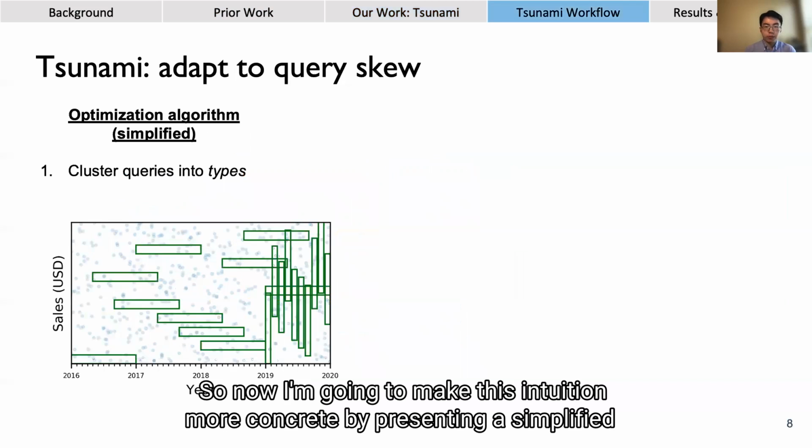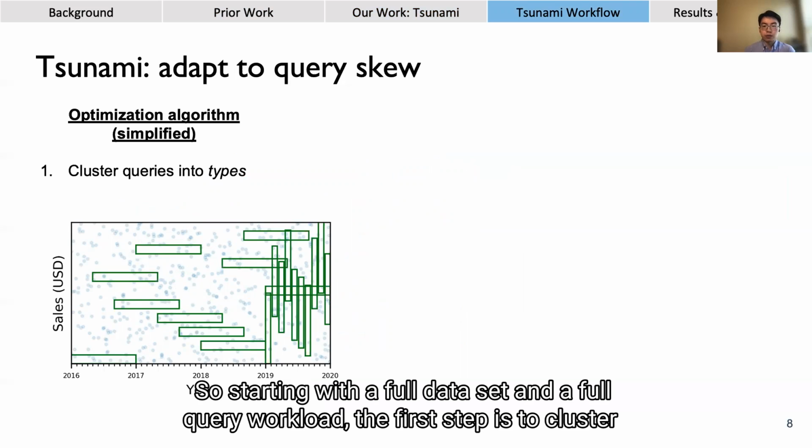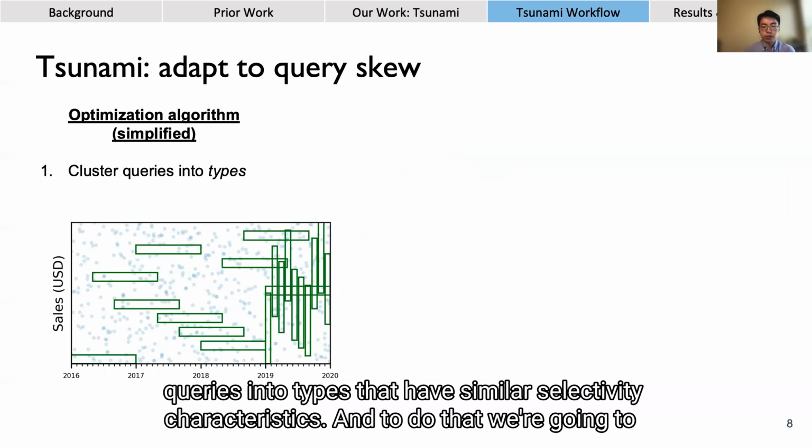So now I'm going to make this intuition more concrete by presenting a simplified version of Tsunami's algorithm for finding the best layout. So starting with a full data set and a full query workload, the first step is to cluster queries into types that have similar selectivity characteristics.